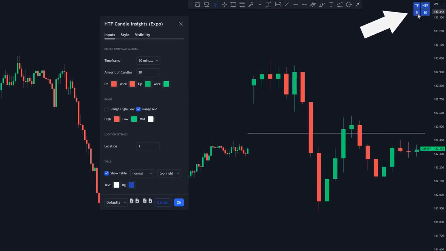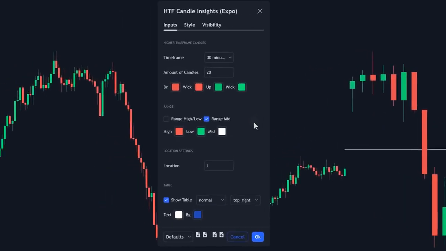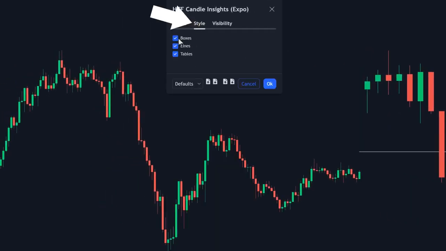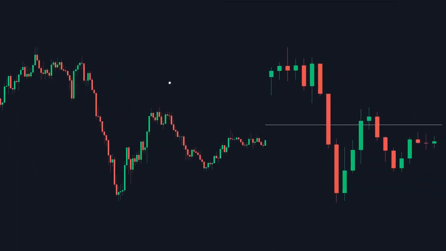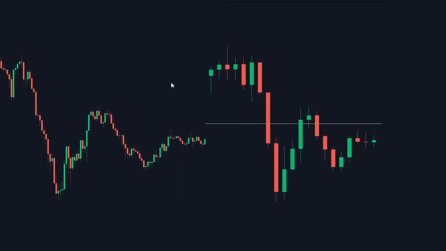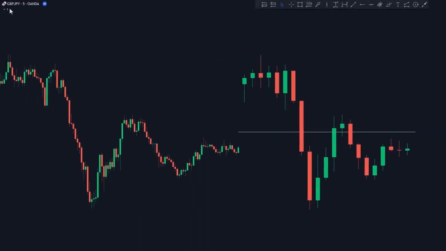It basically tells you the current time frame of your chart as well as whatever higher time frame you're using. It just acts as a bit of a reminder in case you forget. Then in the Style tab, we have options to disable the boxes of the candles, the lines of the candles, and the tables. Now, as you can see, this indicator is composed of the upper line, the lower line, and the middle line. These 20 candles right here are derived from the 30-minute time frame and displayed on this 5-minute time frame chart.